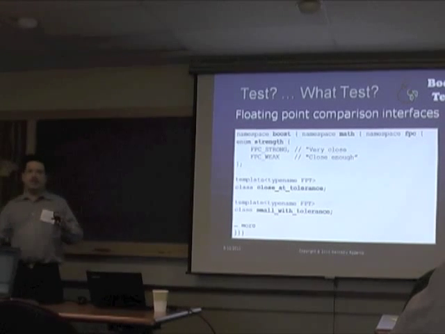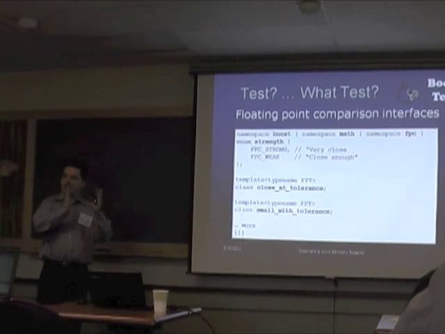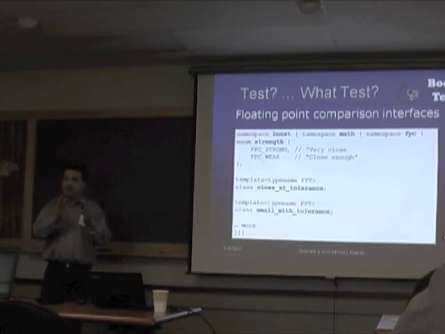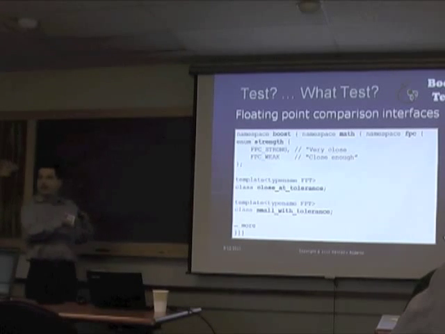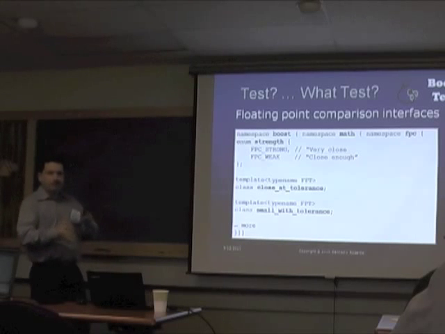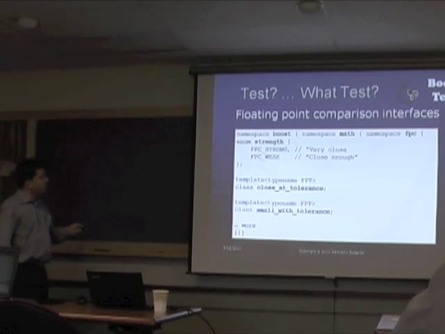If you're familiar with the algorithm, essentially if you compare two values, you can say the fraction of the difference is less than the tolerance related to the first number and less than the tolerance related to the second number. And this is a strong comparison. Or you can say it's close enough, it's close at least to one of them, less than tolerance for at least one of them. So this is strong and weak.